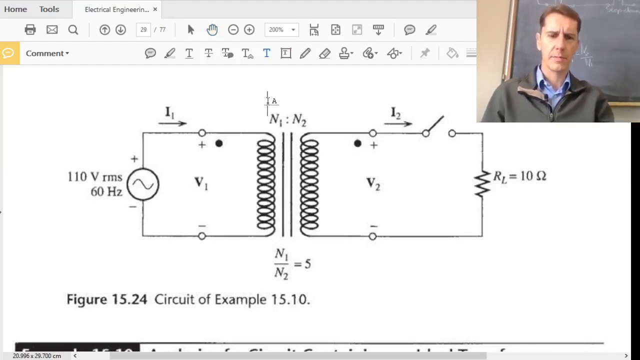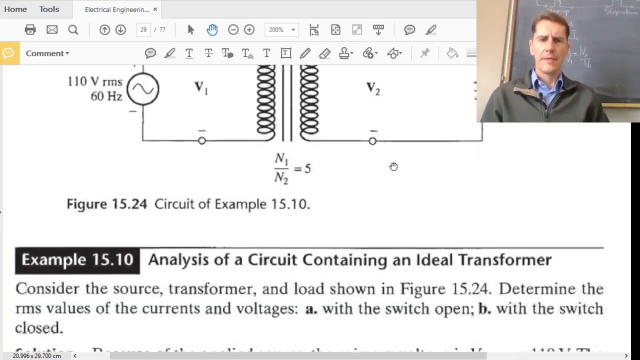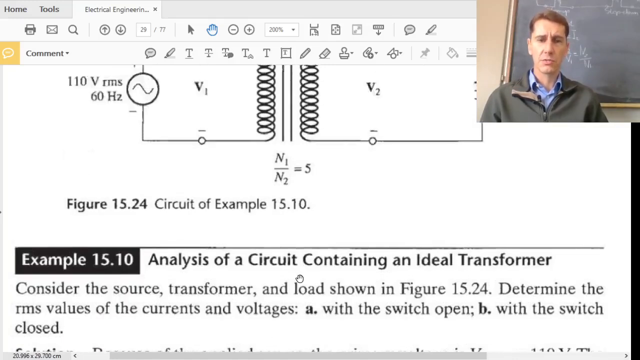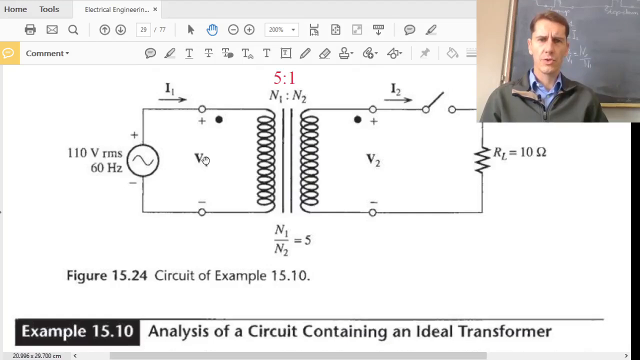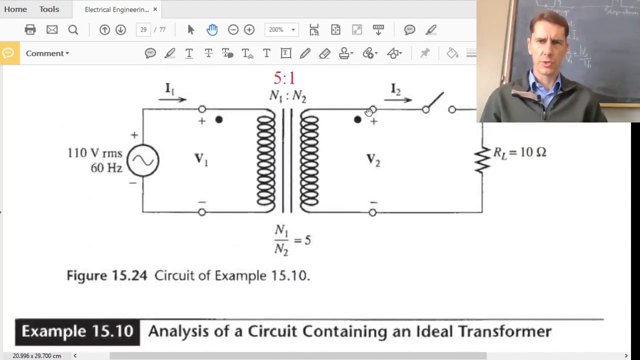It's a 5 to 1 transformer. And then consider the source, transformer, load. Determine the RMS values of the currents and voltages: currents I1, I2, voltages V1, V2, with a switch open and with a switch closed.